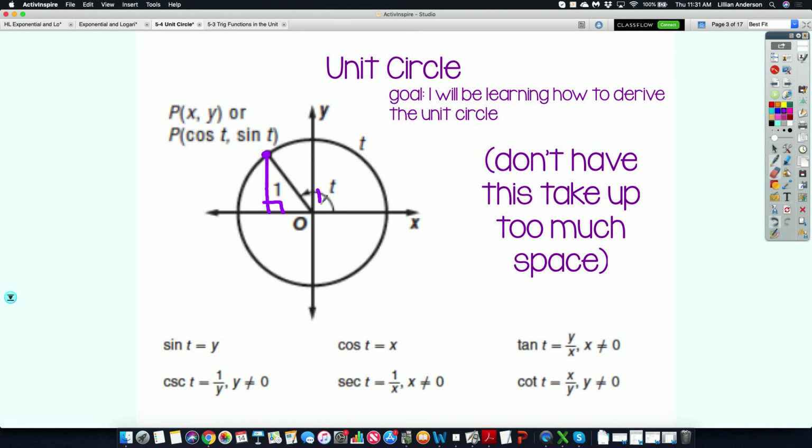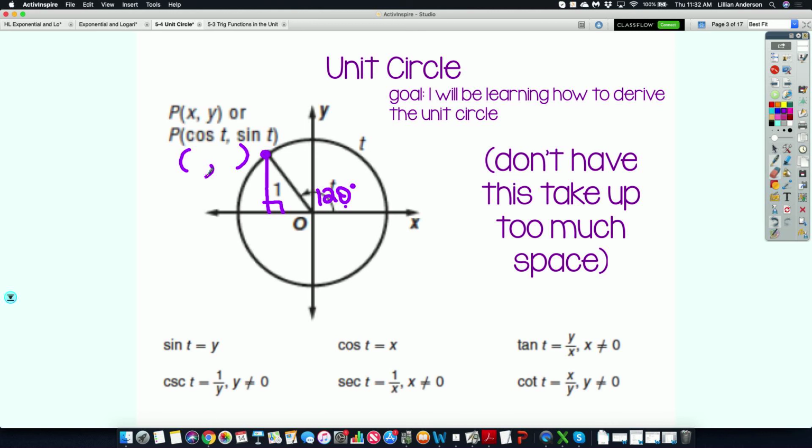So let's say that t is 120 degrees, okay? Whatever that x and y point is, you'll know exactly what the cosine of 120 degrees is, or the sine of 120 degrees, because it's just the x and y coordinates. From there, you can find tangent, because it's nothing but the y-coordinate divided by the x-coordinate. And then, of course, the reciprocals are just the flip of the originals.